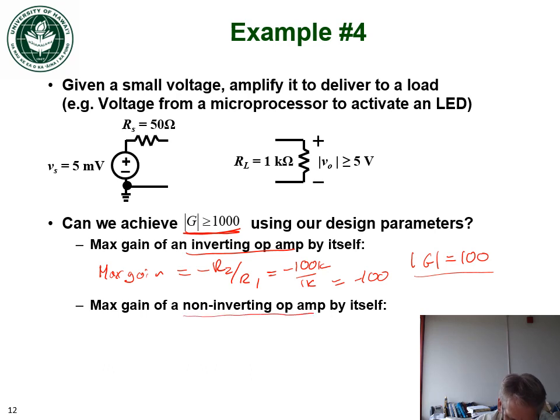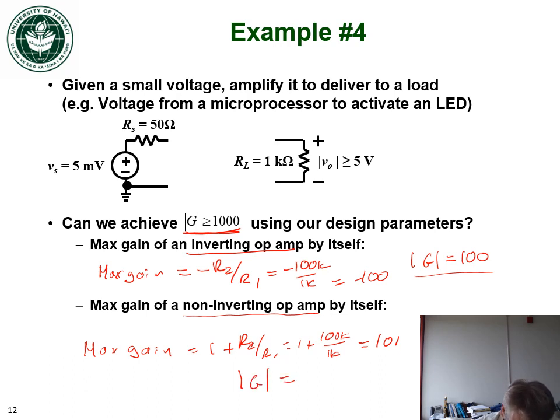What about the non-inverting op amp? Let's try that. The max gain in this case is equal to 1 plus R2 over R1, which would be 1 plus 100K over 1K, which would be 101. So the absolute value of the gain would be 101, magnitude of the gain. So that doesn't work either, right?